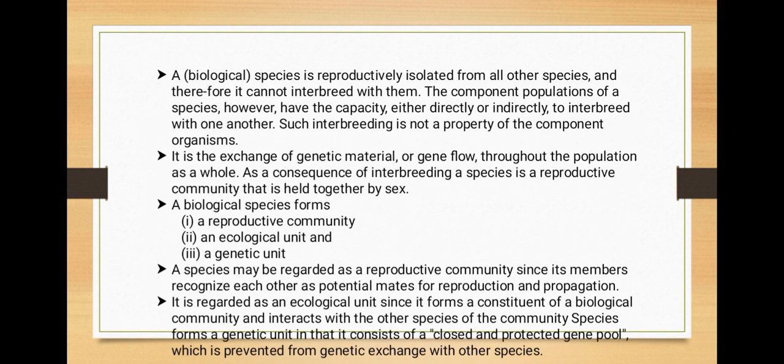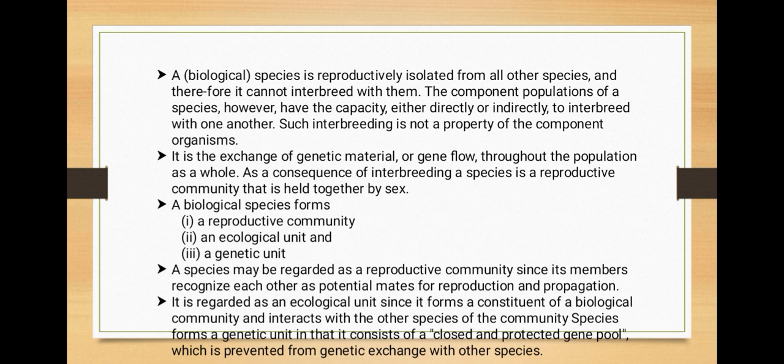So, a biological species is reproductively isolated from all other species and therefore it cannot interbreed with them. The component populations of a species, however, have the capacity either directly or indirectly to interbreed with one another. Such interbreeding is not a property of component organisms. It is the exchange of genetic material or gene flow through the population as a whole. As a consequence of interbreeding, the species is a reproductive community that is held together by sex.